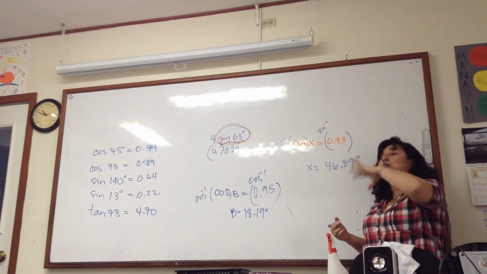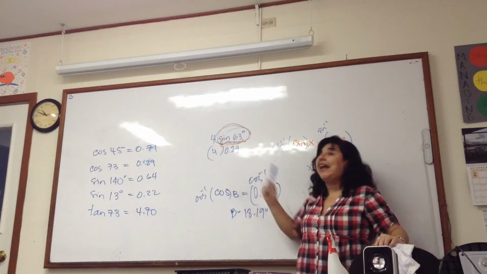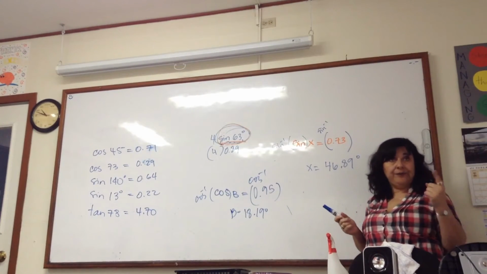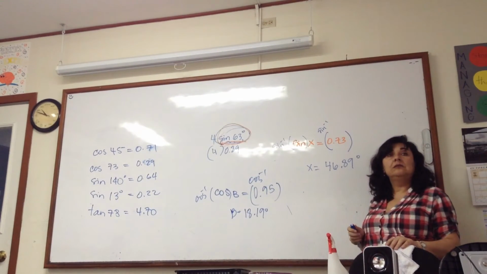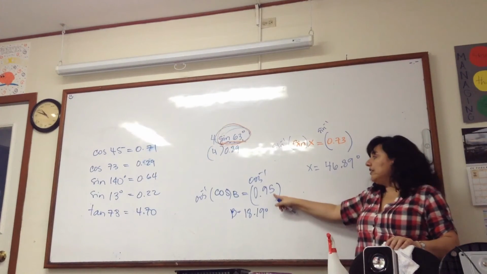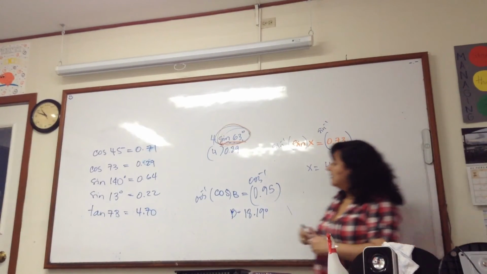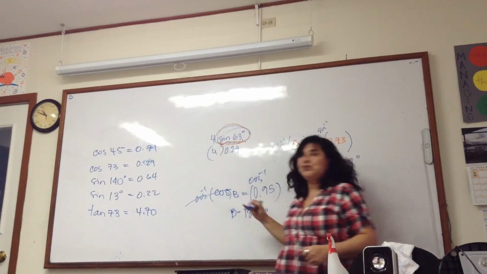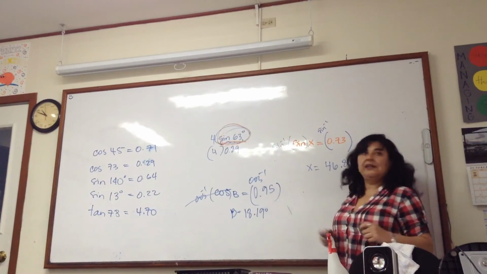The inverse cosine is so you go backwards and you find the angle, because you don't know it. So to do that, you only have to put cosine minus 1 on this side, because this one goes away and you're left with just the B. And then you just apply it to the number.